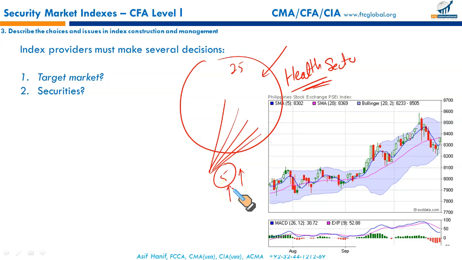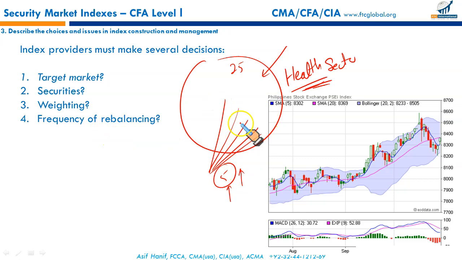Now these 5 securities have been selected. How would I weight my index? Would it be return weighted? Would it be price weighted? How would the securities be weighted? Price weighted, market capitalization weighted. What weighting should be used?